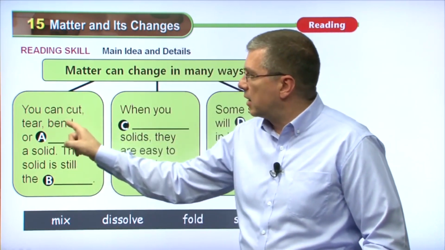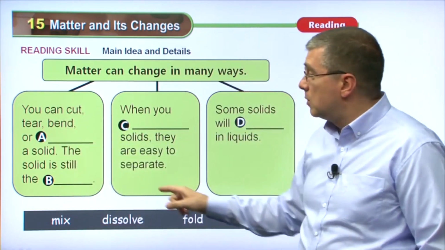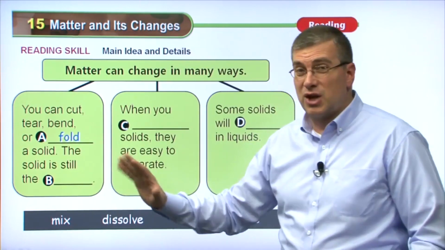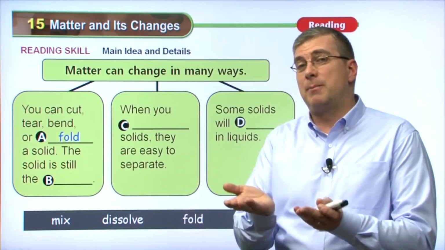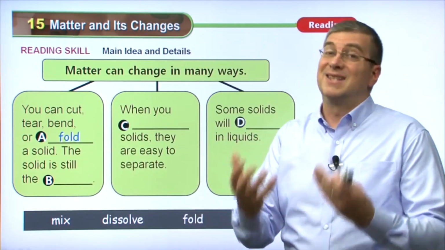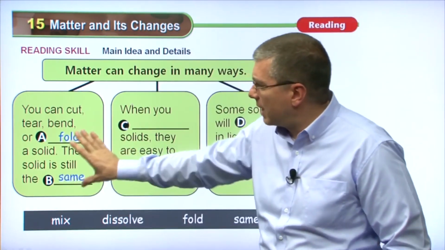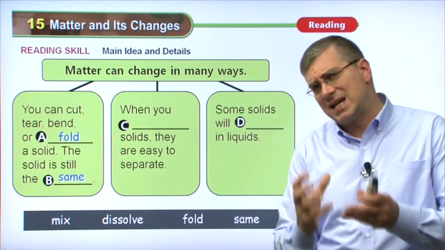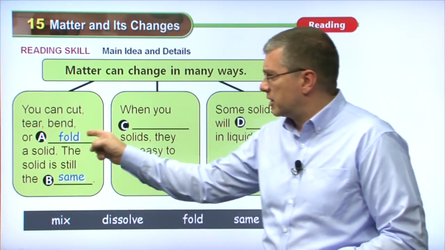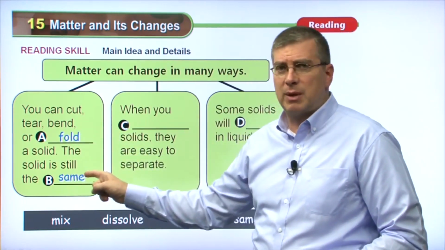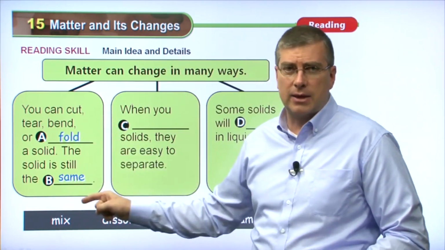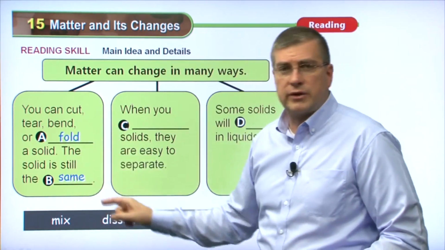So if you can cut, tear, bend, or if you fold a solid, it doesn't change it. Remember, I used the example of paper. You fold a piece of paper, it's still a piece of paper. The solid is still the same. So actually we have to use both of these blanks in connection with each other. We can't just fill in this blank without looking at this blank. We have to look at them both together to figure out which words go in there.